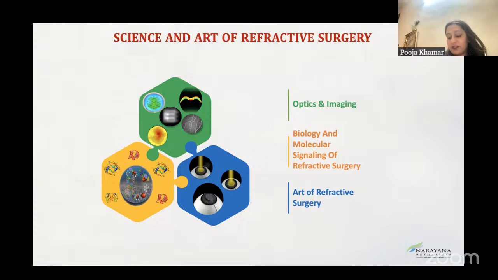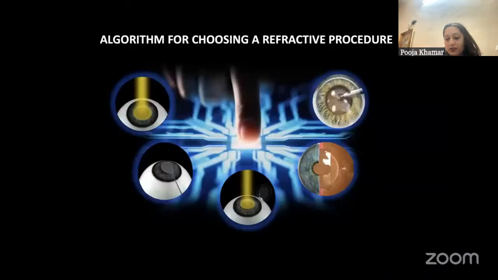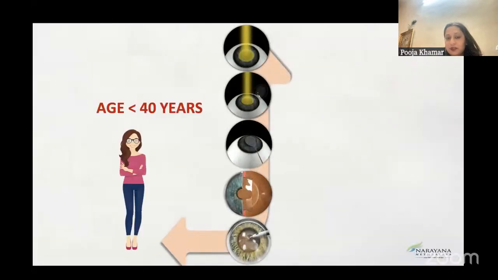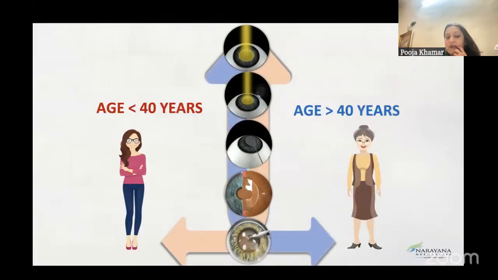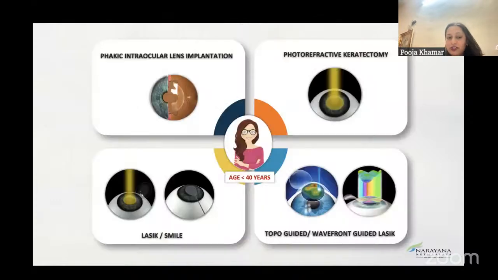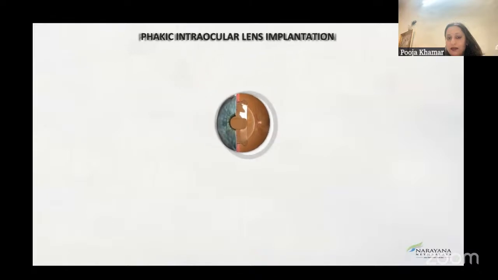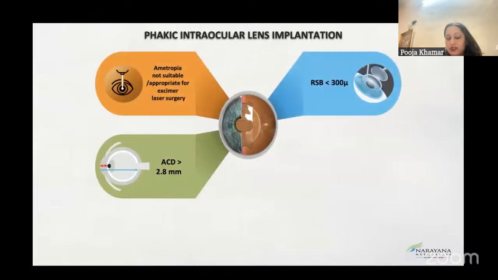Sandeep and Lippy have already mentioned the good points to make sure that your surgery is effective. But with a plethora of treatments, how do we choose? You first have to divide by the age of the patient. If it's below 40, you have all these options, and you will do a phakic for the patients if it's not suitable for laser surgery.